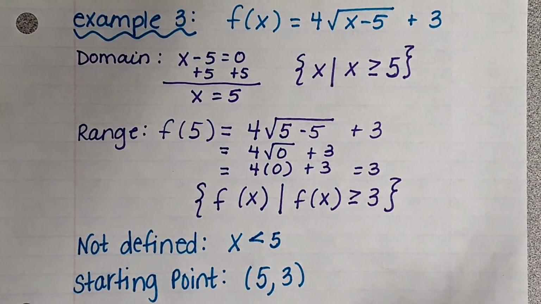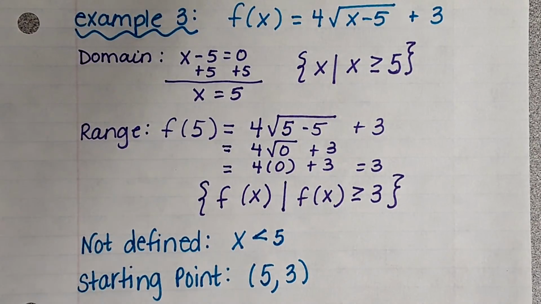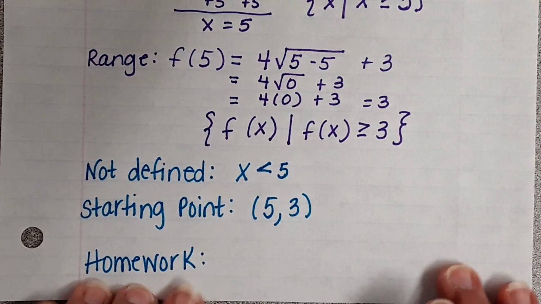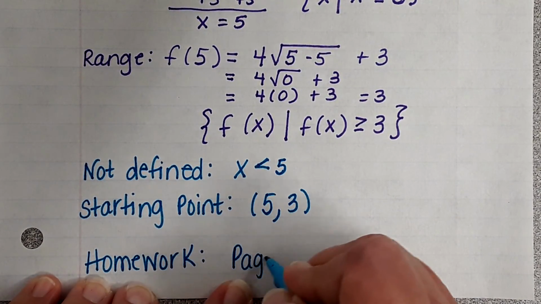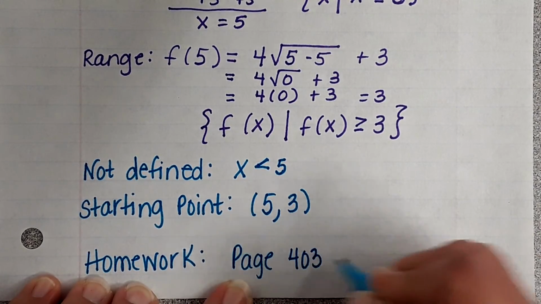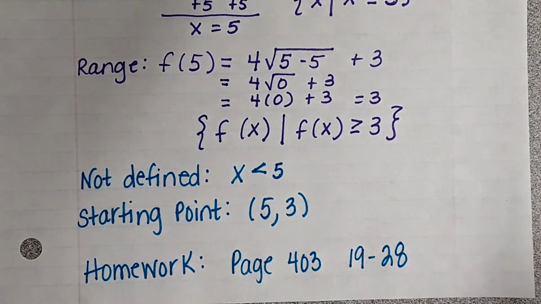Okay? And then your homework is, the assignment is, and you can go look in the folder that says assignments. I will place these notes not only in the notes folder, but also in the homework. So homework would be page 403, 19 through 28. And I don't want you to graph anything. All I want you to do is find the domain, the range, and the starting point.